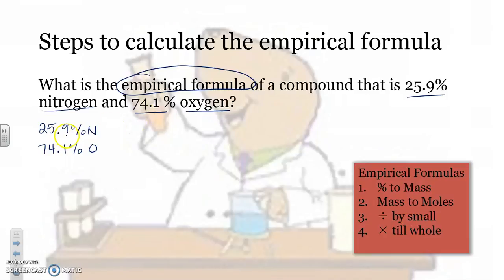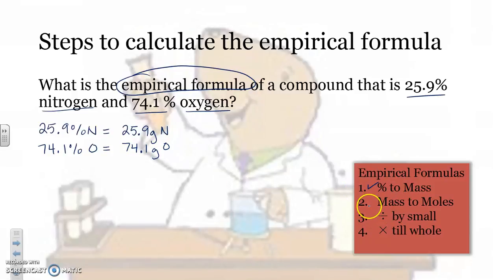Okay, so to go from percent to mass, or change this out of percentage, we're going to assume that it's 25.9% of 100%. So let's say that we had 100% of 100 grams. This would just be simply changed to 25.9 grams of nitrogen. And this one would be changed to 74.1 grams of oxygen. Making it easy, right? Step 1, done.